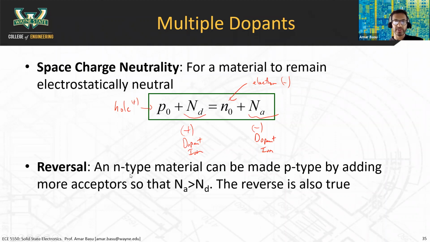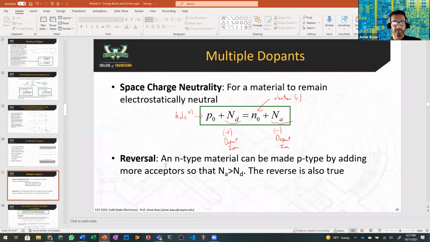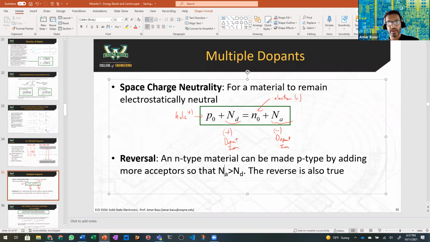Just a definition: reversal is where an N-type material is made into a P-type material by adding more acceptors, so that NA is much greater than ND. Oh, I have a typo here. Sorry about that. No, that's right. An N-type material can be made P-type by adding more acceptors, so NA is greater than ND. The reverse is also true. A P-type material can be made N-type by having ND greater than NA.